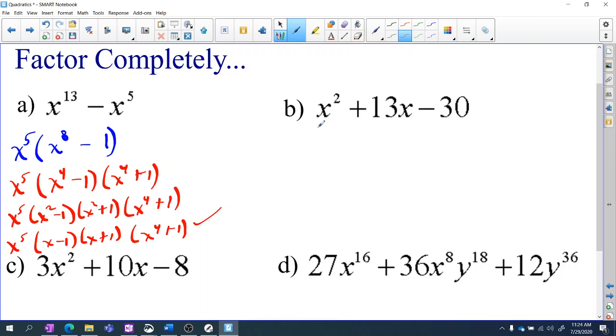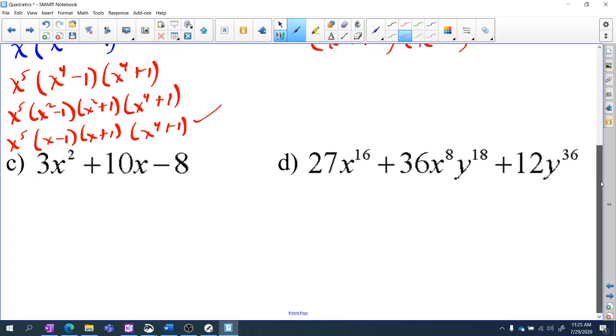Okay, let's look at B. Let's see what I got for a pattern here. I see a simple trinomial. I need to multiply to get negative 30, and the two numbers I pick, when I add them, I have to get 13. Now, don't be tempted by 10 and 3. They are tempting, but they won't work, because one's got to be positive and one negative to get negative 30. You need to use 15 and negative 2. X plus 15, x take away 2. Multiply, you get that. Add, you get that. Simple trinomial.